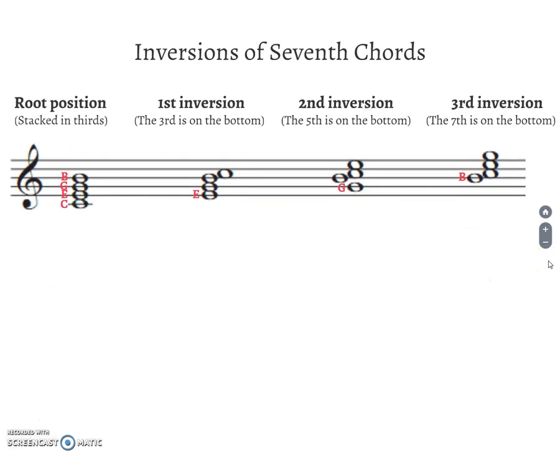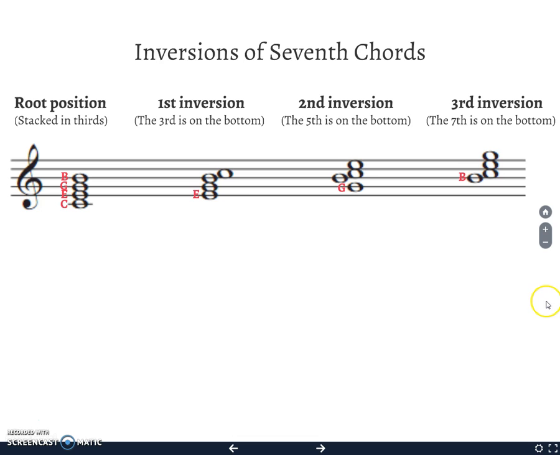Like triads, seventh chords can be put in different inversions. So root position, we're going to deal only with root position ones today as we get to learn what our different types are. But you will see them in different ways. First inversion means that the third, this note, is the lowest one. Second inversion means that the fifth, that's this one, is our lowest note. Third inversion means that the seventh, that's this one, is our lowest note.